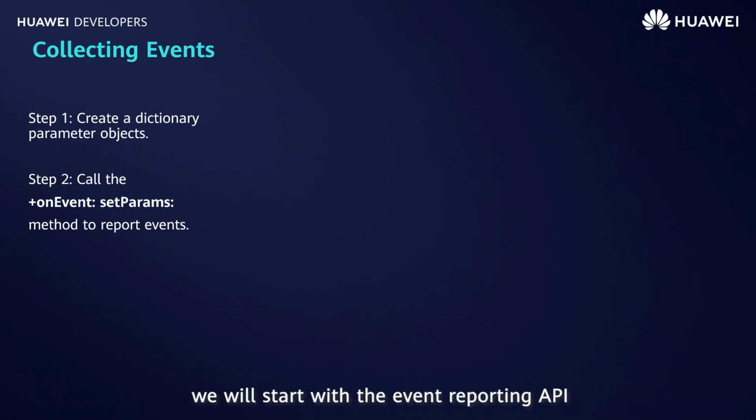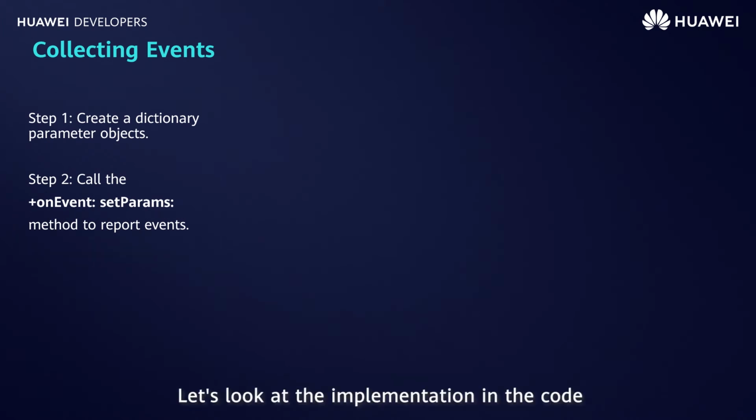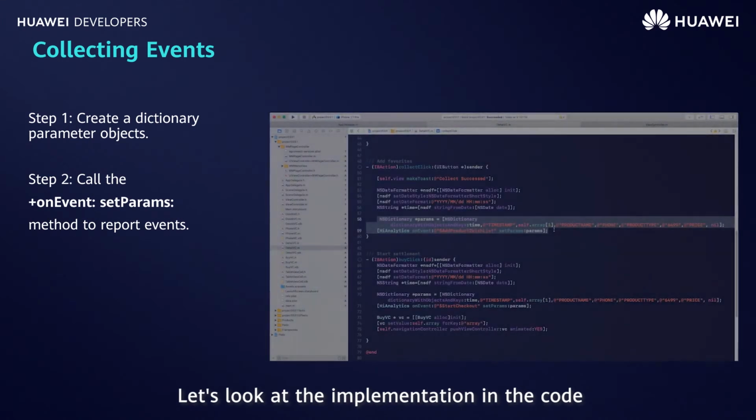First of all, we will start with the Event Reporting API, a core capability on the device side. Only 2 steps are needed. Step 1. Create a dictionary object and add related event parameters. Step 2. Call the Event Reporting API. Let's look at the implementation in the code.